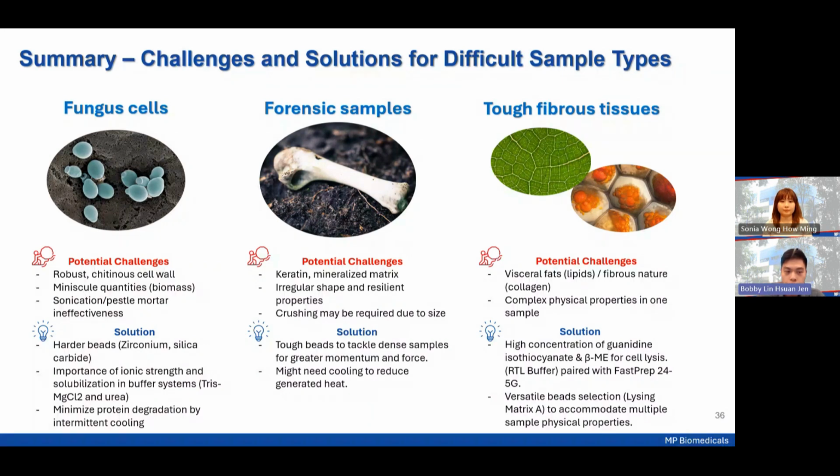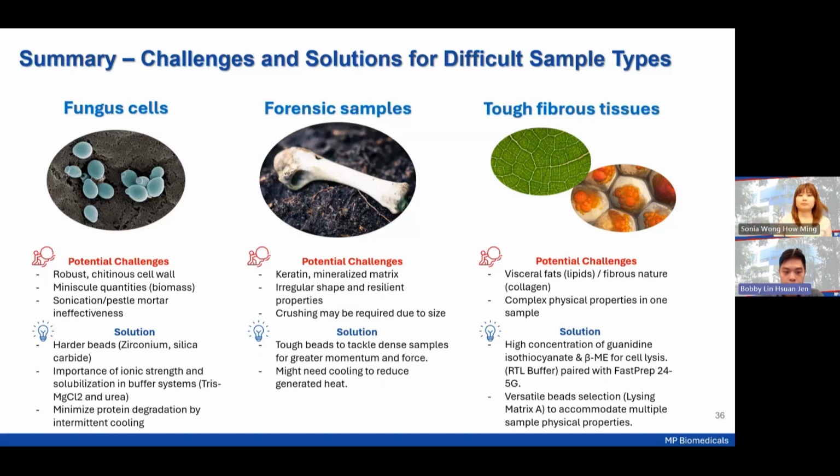Especially for the first one, fungus cells, the potential challenges that we're facing include the robust and chitinous cell wall, and also the low biomass. Of course, if you're using sonication or pestle and mortar, that is typically not the best option here. The potential solution that we provide is using zirconium beads and silicon carbide beads, which are a harder material able to tackle the hard cell wall.